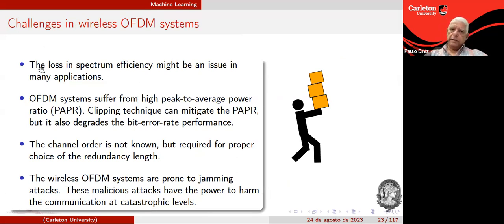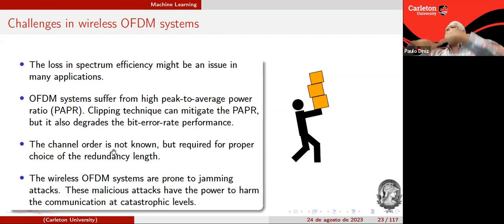When we add the redundancy, of course, we have a loss in spectral efficiency, which, as I said, might be an issue in certain applications. OFDM also suffers from peak-to-average power ratio. It means that sometimes we're forcing our power amplifiers at the output of the transmission system. That situation makes us spend more power and creates non-linearity that will make you lose everything that is good about OFDM, which is decoupling the received signal, and so on and so forth.